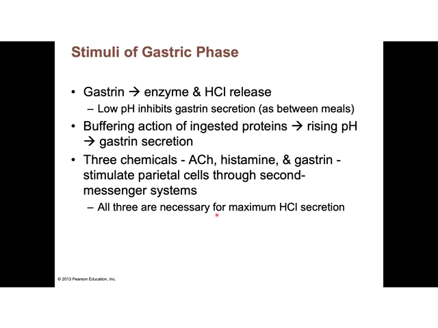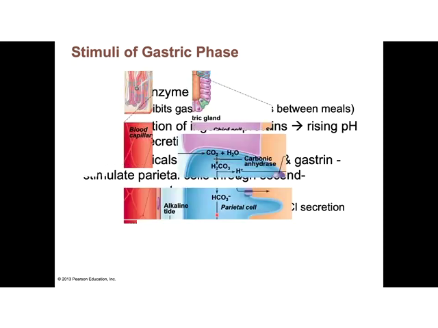Buffering action of the food causes the pH to go up, and that leads to the kick out of gastrin, and that leads to the kick out of hydrochloric acid and pepsin, and mucus. Acetylcholine, histamine, and gastrin stimulate parietal cells through second messenger systems, and all three help to maintain hydrochloric acid secretion.